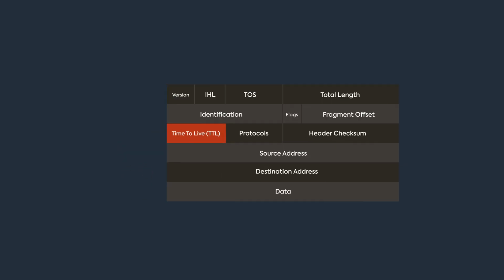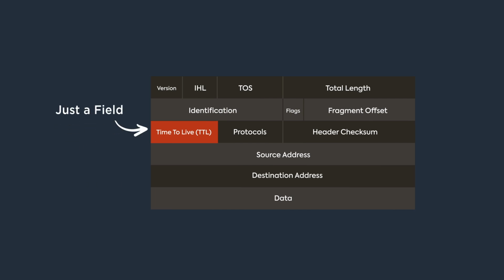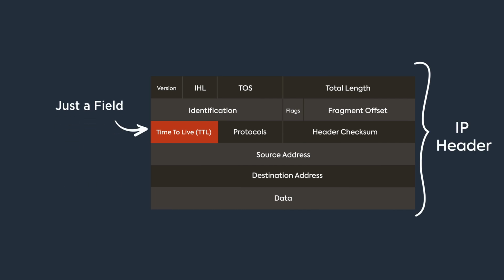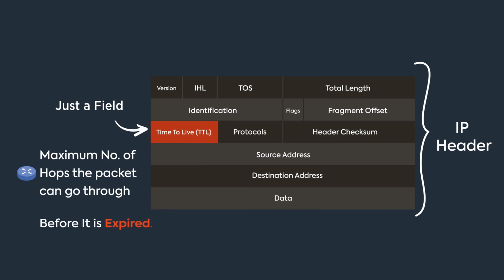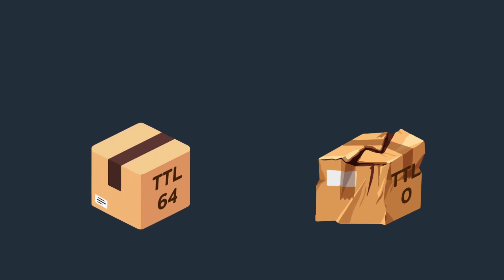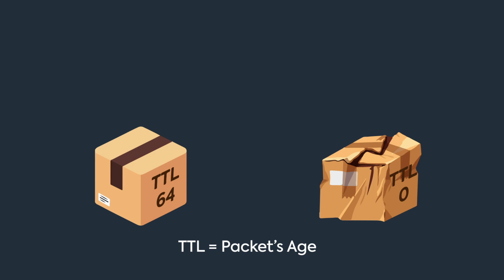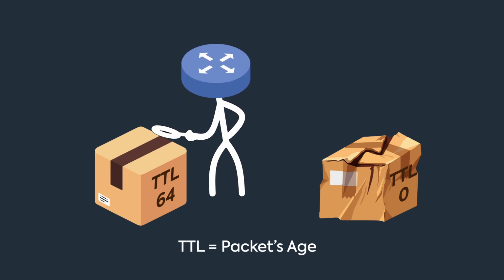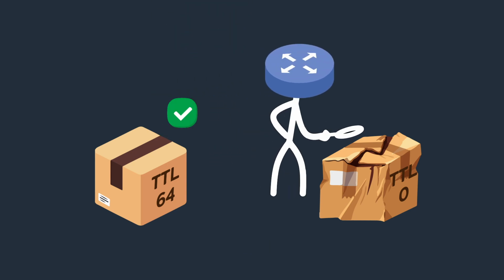Well, TTL, or time to live value, is actually one of the fields in an IP header. Now this value is the maximum number of hops the packet can go through before it is expired. Simply said, it is like a packet's lifespan. This value is checked by the routers, and if they see a packet with a TTL value of 0, that means the packet has expired, so they just discard it.